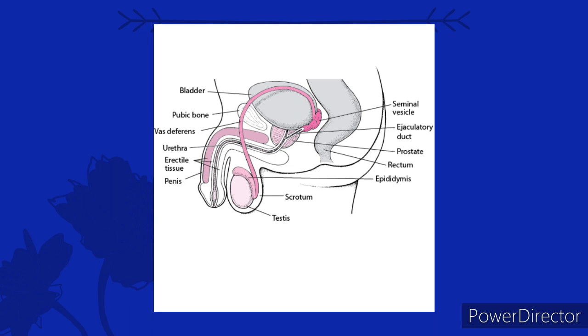Then the ejaculatory duct is where the semen passes through the urethra and outside. The purpose of the male reproductive system is to fertilize an egg cell to procreate.